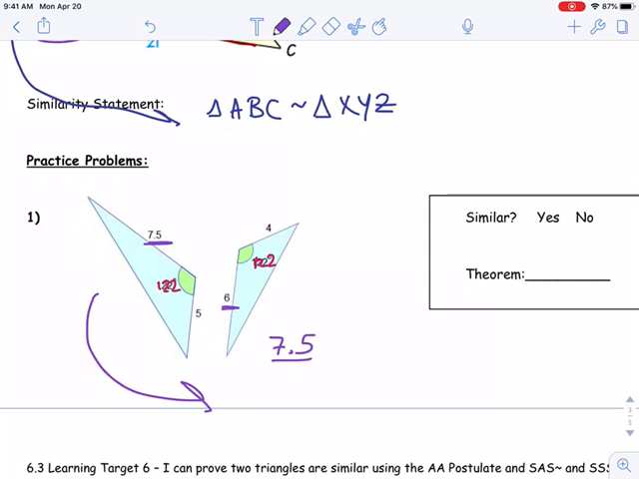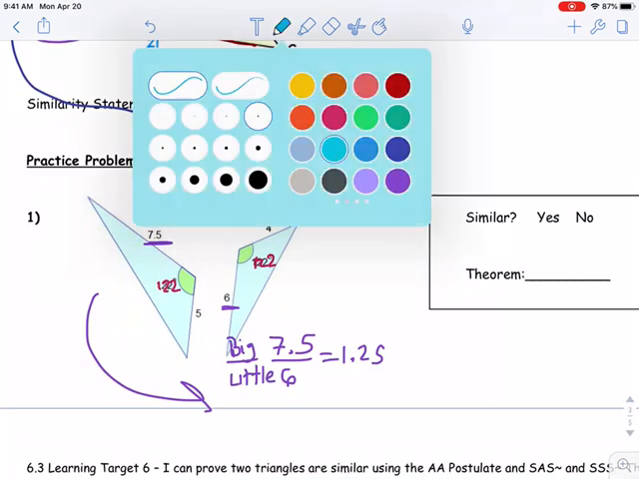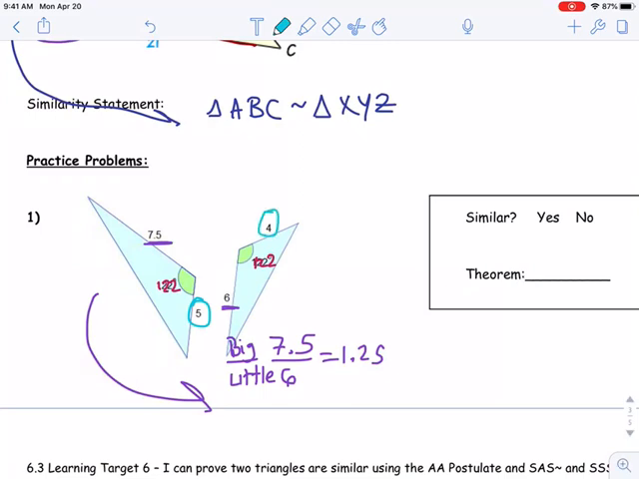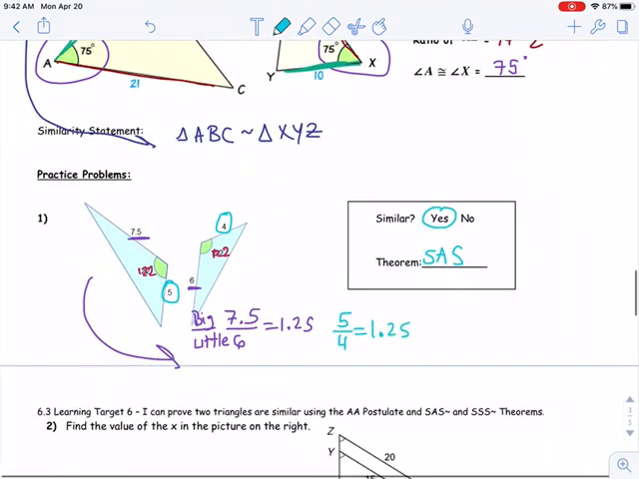So 7.5 over 6, and that's kind of a weird fraction. Let's plug that in the calculator and get a decimal. That's 1.25. And notice how I did big side over little side. So when I do 5 and 4, 5 has to be on the top because that's big over little, which is again 1.25. So angles are congruent. We got two sides that are proportional. So are they similar? Yes, by side, angle, side. That's it. Nice.